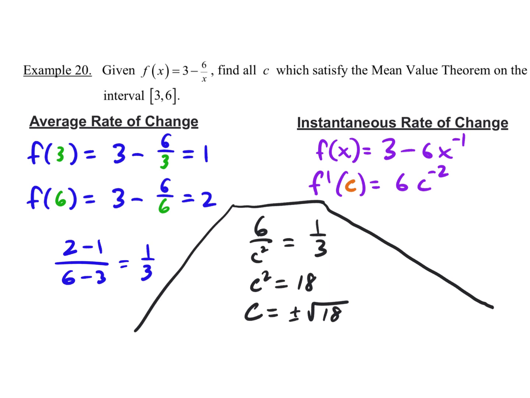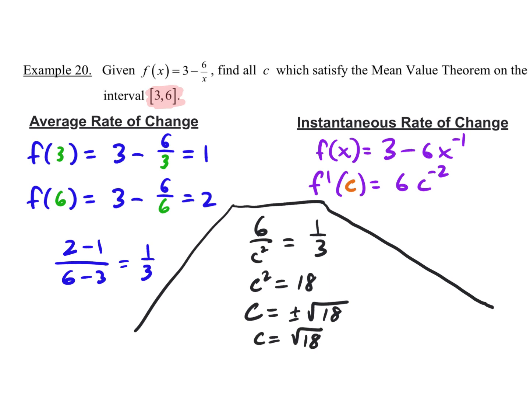Are both of those answers valid? No, because it doesn't equal 0 if you use the negative root. Well, that has nothing to do with it, though. What's the issue? The interval. The interval is the issue. It has to be between 3 and 6. Obviously, negative square root of 18 is not in there. Okay? And we know that 3 squared is 9 and 6 squared is 36, and 18 is in between 9 and 36. So we're in good shape there.